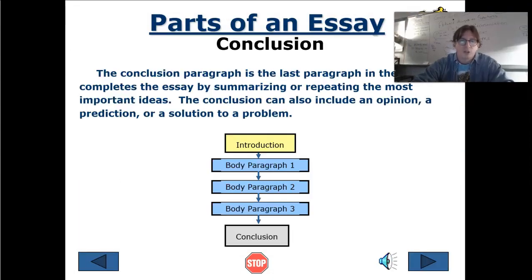And then we have the conclusion, which is the last paragraph of the essay. It completes the essay by summarizing or repeating the most important ideas. The conclusion can also include an opinion, a prediction, or a solution to a problem. So your essay flows introduction, body paragraphs, and then conclusion.